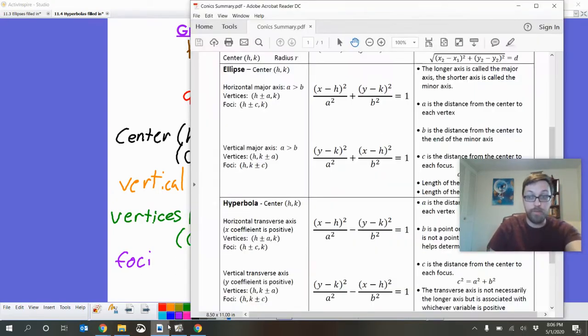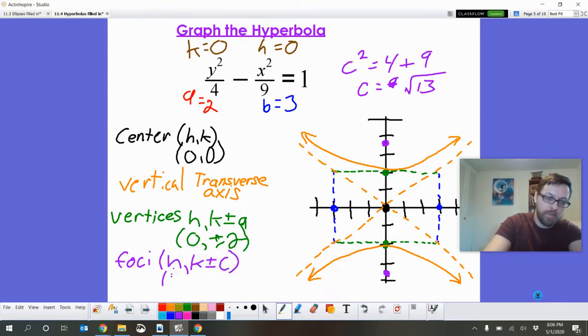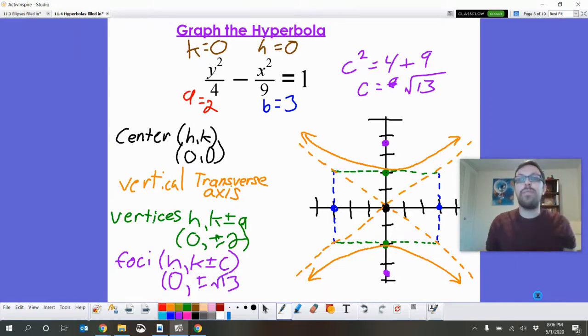Our foci are going to use a very similar formula. It's going to be (h, k plus or minus c). I'm just copying that off the formula paper. You should always have that handy with you, kind of like our trig identities paper. So it is at 0 plus or minus the square root of 13. And the square root of 13 is about here. It's a little bit more than 3, not quite 4, because that would be the square root of 16.